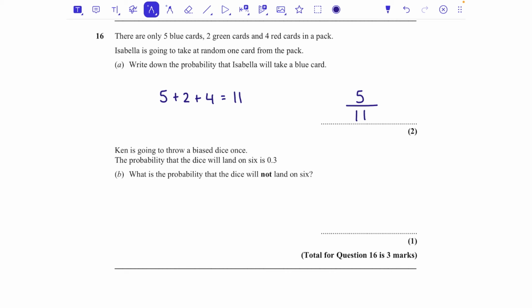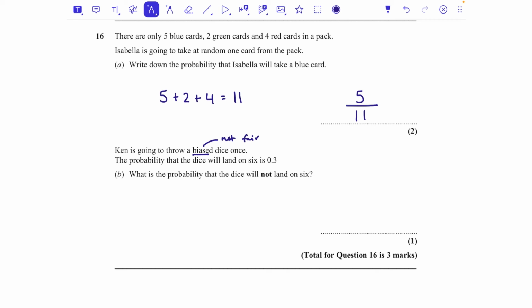Now for part B, Ken is going to throw a biased dice once. So biased means it's not fair. So normally with a dice, we'd expect it to land on each of 1, 2, 3, 4, 5, 6, each of them would have a probability of 1 out of 6, but here it's biased, so that means it's more likely to land on some numbers than others. The probability that the dice will land on a 6 is 0.3.